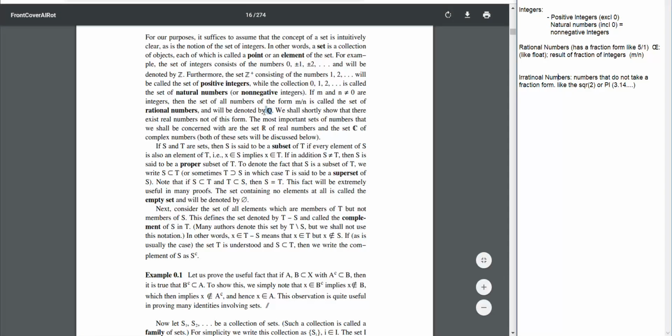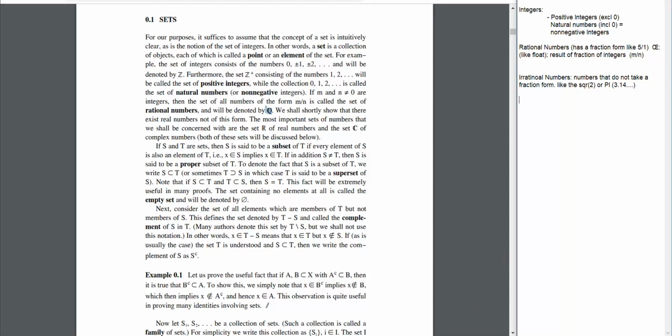So, all complex numbers. So we still have two more types of sets. We have the real numbers, and then we also have complex numbers.